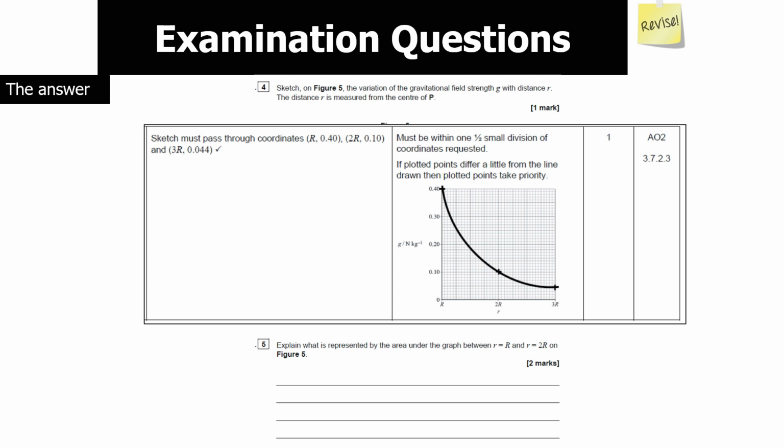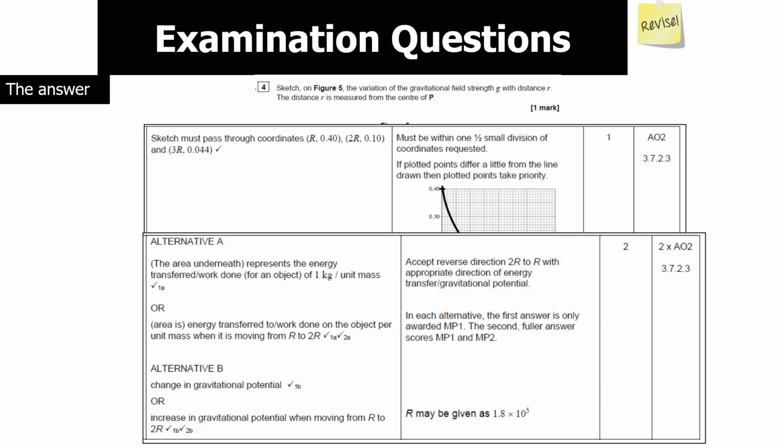Now, what is represented by the area? Well, again, there's a couple of answers you could say. You've got to be aware that in these graphs the area under the line represents the energy transferred or the work done per unit mass, or that is, in essence, the gravitational potential. So if we're thinking in terms of energy per unit mass, it's the energy transferred or work done on an object per unit mass to move from r to 2r. Or you could say it's the increase in gravitational potential moving from r to 2r. Again, remember how to work out values from graphs.